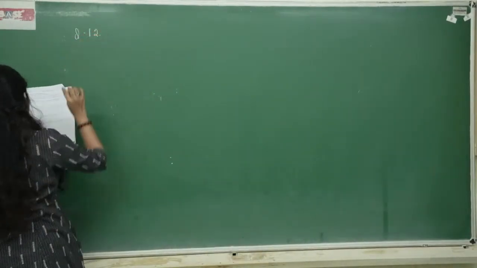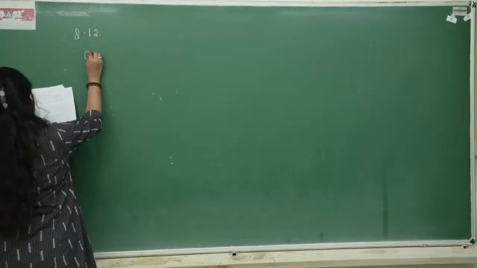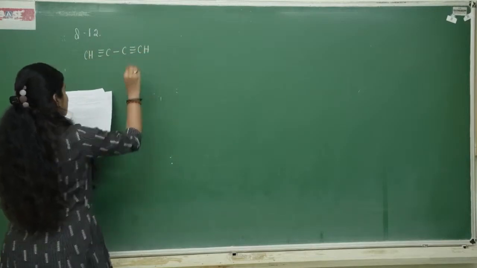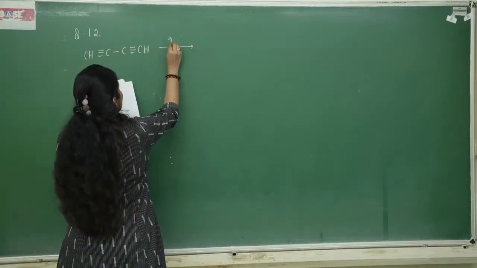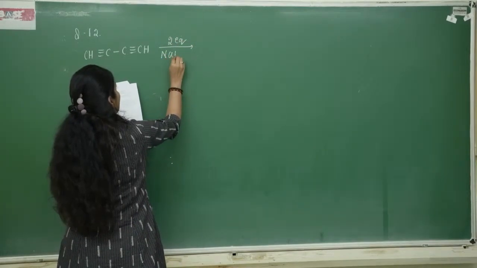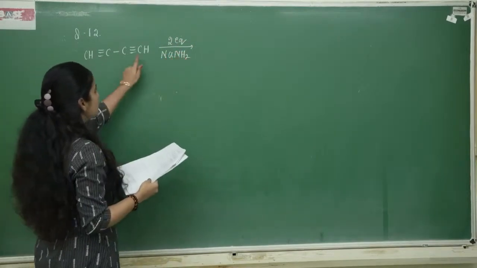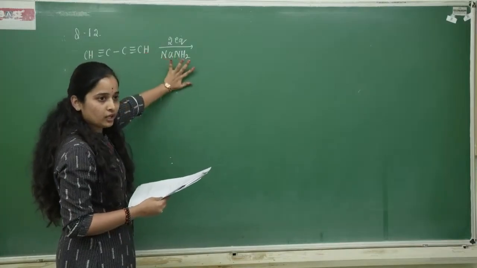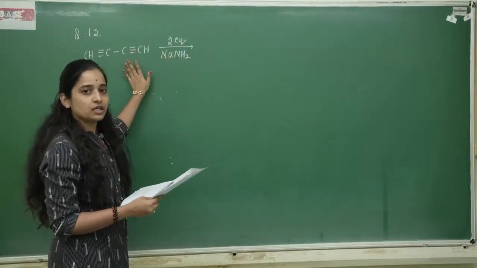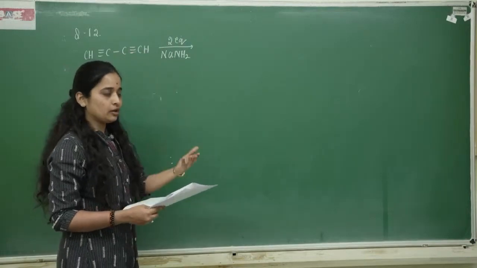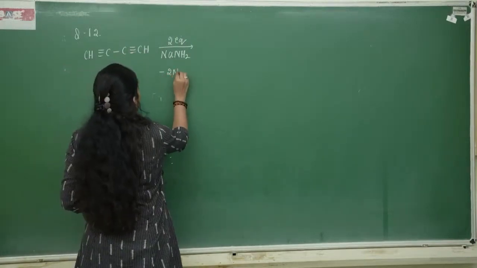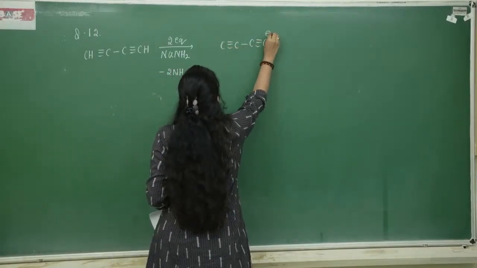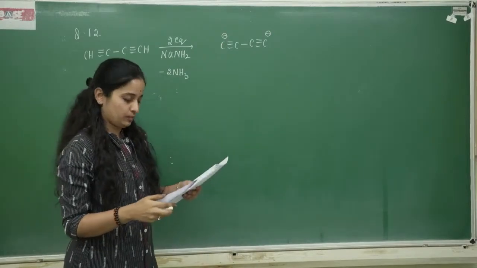Question number 12: treatment of butadiene. How do we write it? It is CH triple bond C, C triple bond CH, reacted with 2 equivalents of NaNH2. The concept here is an acid-base reaction. This is the base, this is the acid. There are 2 equivalents of NaNH2, and the structure is acidic with 2 hydrogen atoms, so I can remove 2 moles of NH3, which gives the dianion, C triple bond C, C triple bond C with minus charges. This is the carbanion.